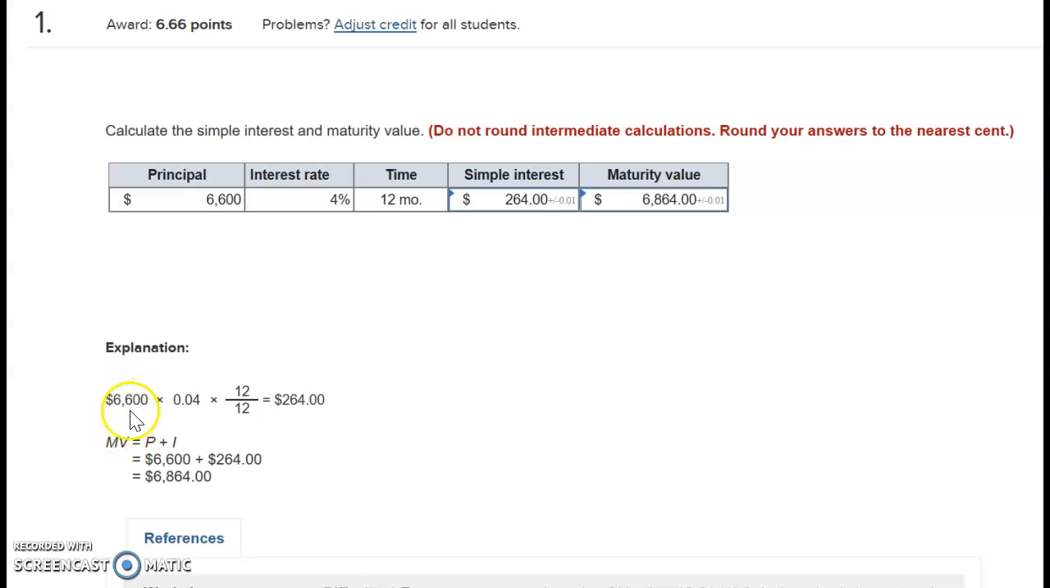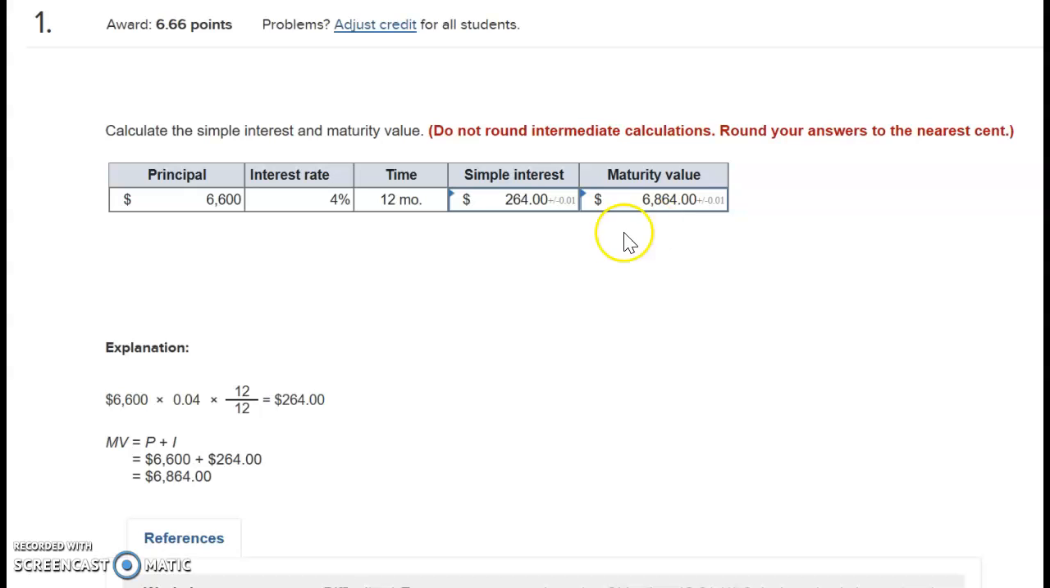All right. Principal, we insert here. So principal times rate times time equals interest. So if we multiply out 6,600 times 0.04 times 12 over 12, which is equal to 1, then the answer we get is $264. So we would fill that in up here in the simple interest block, which when you first see this problem is blank, okay?